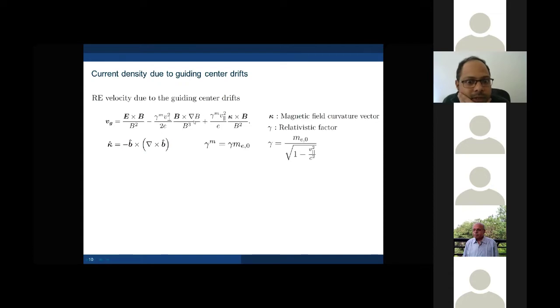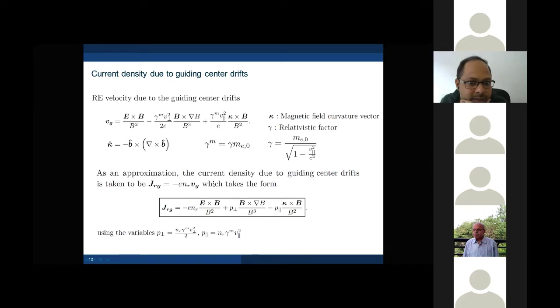That is, if you have changes in the magnetic field magnitude, then you have a motion in this direction. And there is also what is called a curvature drift, where if the magnetic field is curved, you have a drifting of particles along the curvature cross the B field. So gamma is the relativistic factor here. V is the velocity of the electrons. And V perp and V parallel are the perpendicular and parallel components of velocity. So the curvature itself is defined in this way, where b is the unit vector along the magnetic field.